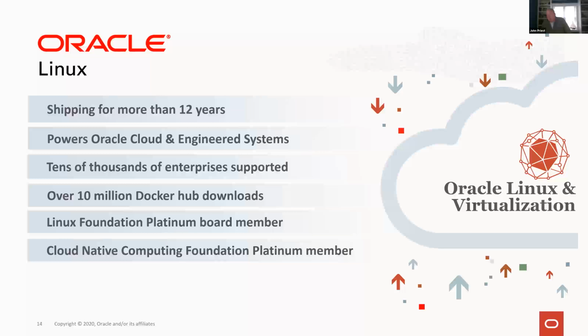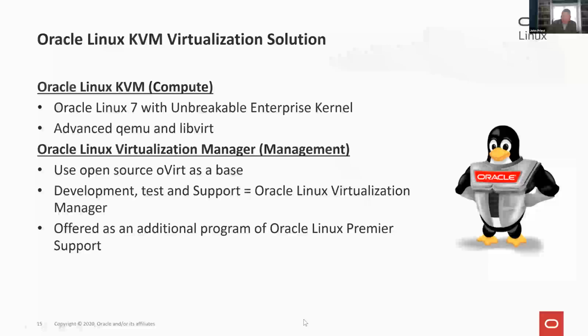And the key thing here is that we've been in the business for a long time, and we've got tens of thousands of enterprises that are running Oracle Linux in their environments today. So we're very widely deployed. We also use these products that I'm going to talk about within our own Oracle Cloud Infrastructure, which is our second generation cloud, OCI. So very widely deployed, very robust, very scalable, and high performing, both the Oracle Linux operating system as well as the Oracle Linux virtualization.